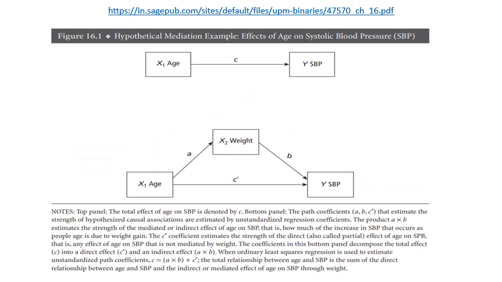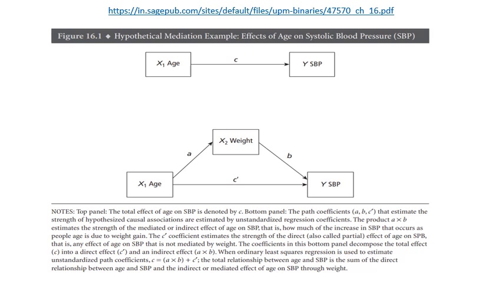Here's another case of a partial mediator. We find that as age increases, blood pressure also increases, but there is a mediator, weight. As age increases, people also gain weight in general, and so there are two pathways by which age acts on blood pressure. One is the direct pathway and the other is through weight.